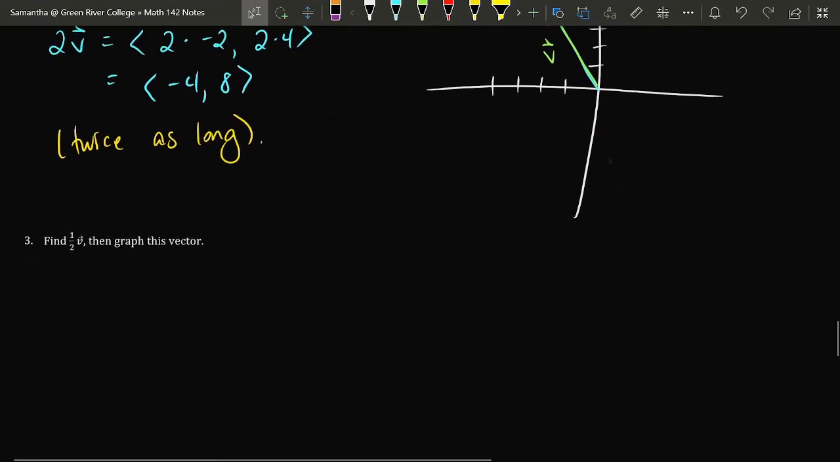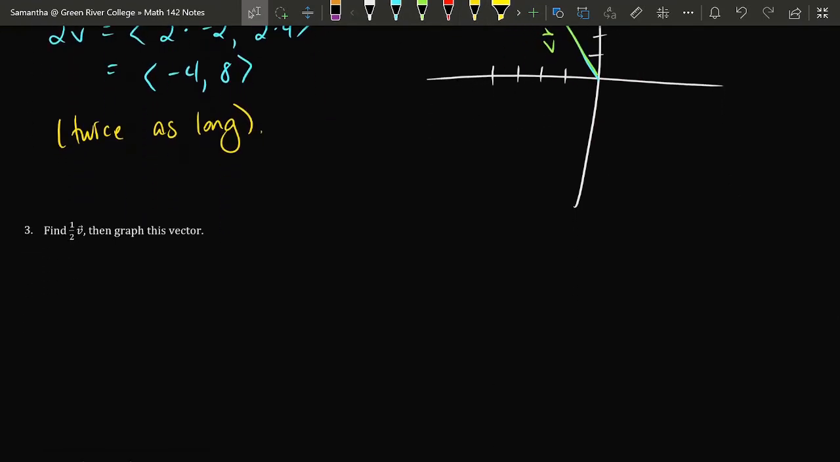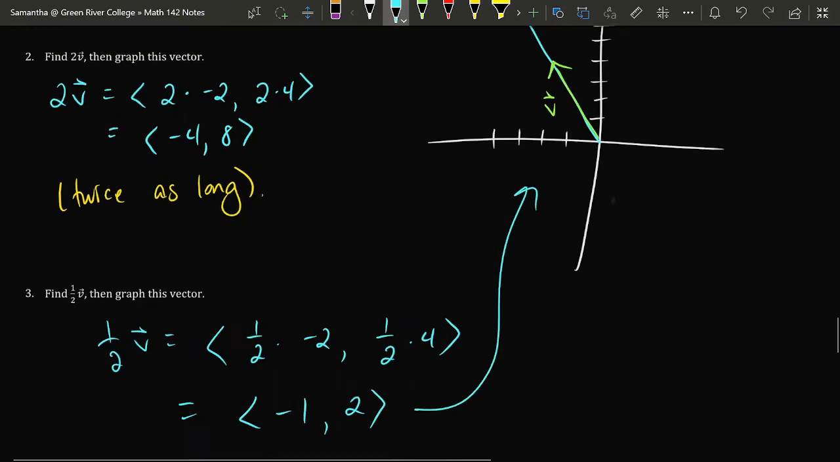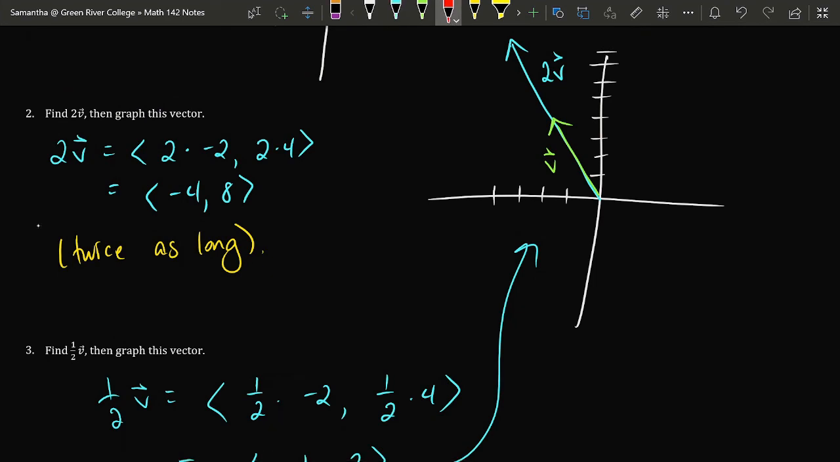Now, based on that, you can probably already anticipate what's going to happen when I take 1/2 and multiply it by v. 1/2 times v, component-wise, can be found by taking 1/2 times -2 and 1/2 times 4. Result, -1, 2. So if I were to graph that on the same axes as before, then I would get the vector which stretches to -1, 2. Same direction as v, but now it's only half as long as it used to be.